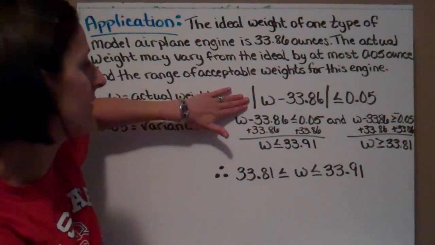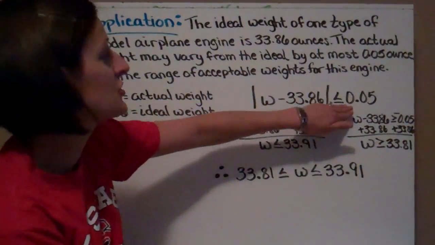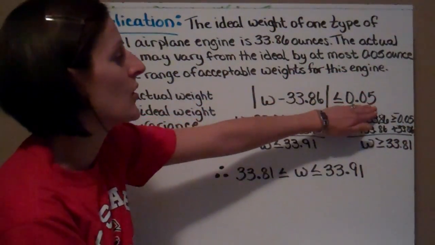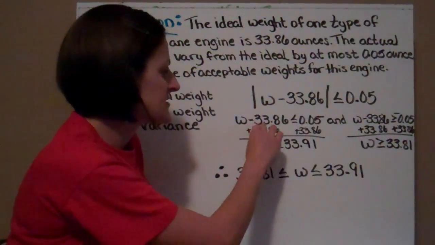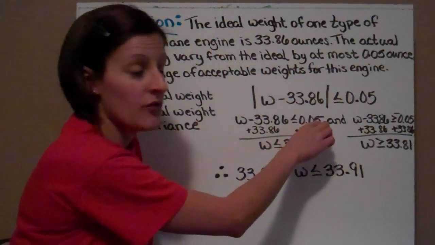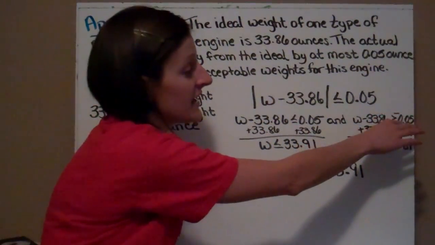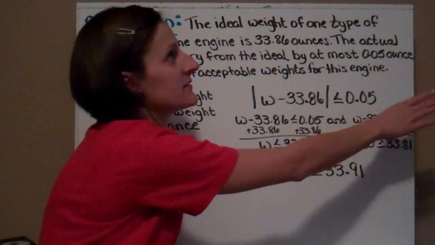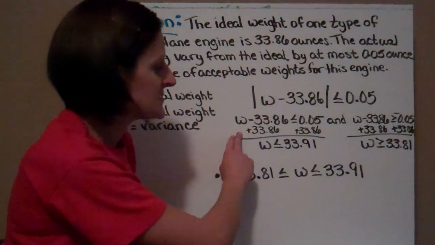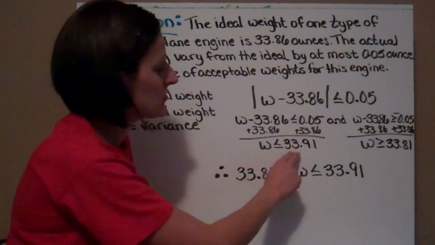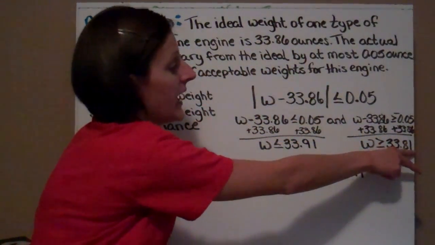So I have the absolute value of the actual minus the ideal is less than or equal to, because it can't be any more, it's at most, 0.05. Now, again, it's an and statement, so I'm going to have W minus 33.86 is less than or equal to 0.05, and W minus 33.86 is greater than or equal to negative 0.05. Okay, on both of these, you're going to add 33.86 to both sides. This one you get W is less than or equal to 33.91. And this one you get W is greater than or equal to 33.81.